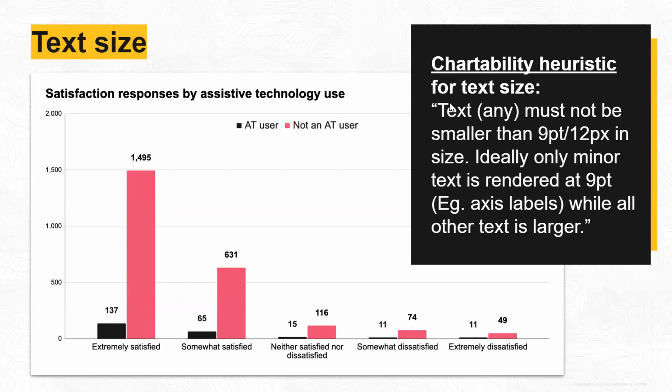So text size, Chartability has a heuristic here, and that's that any text must not be smaller than 9 points or 12 pixels in size. Ideally, only minor text is rendered at 9 points, for example the axis labels, while all other text is larger. Even though people should be able to zoom in some cases, like we're all in a room here right now, some of this text is a little bit tiny probably for presenting in this room. So that's another reason why it's good to think about the context in which someone might be viewing this visualization. If we were in a room like 5 times the size of this, maybe this is too small for people to perceive at all.